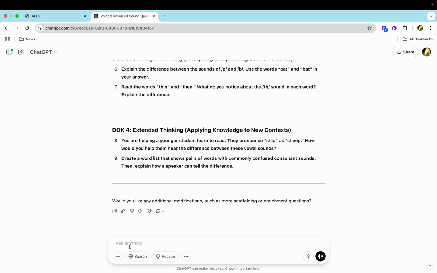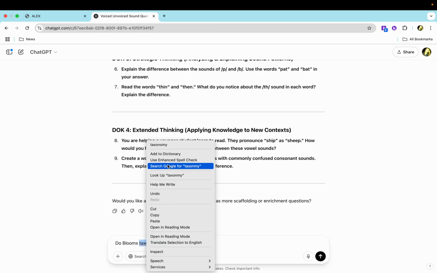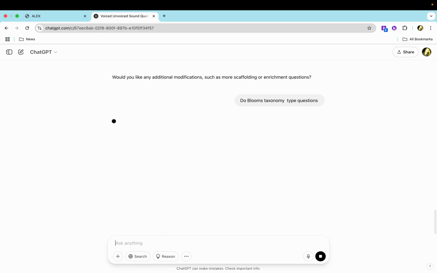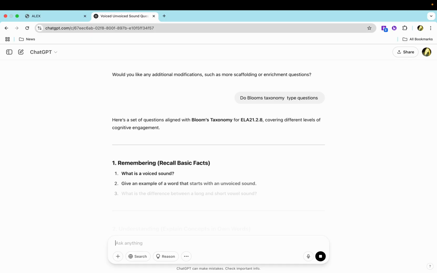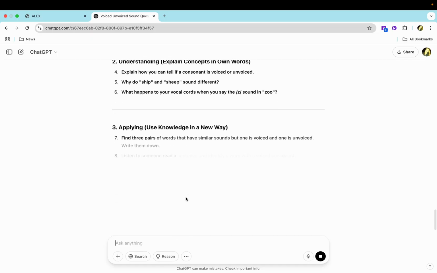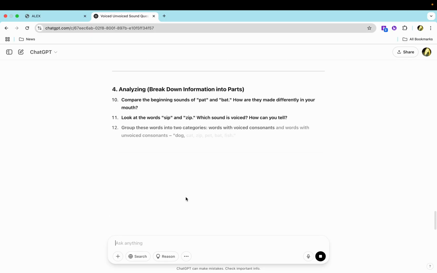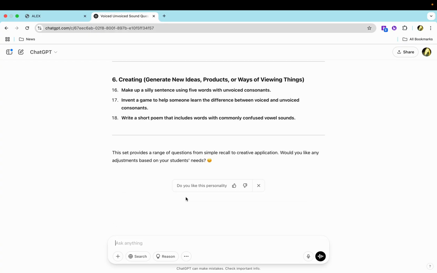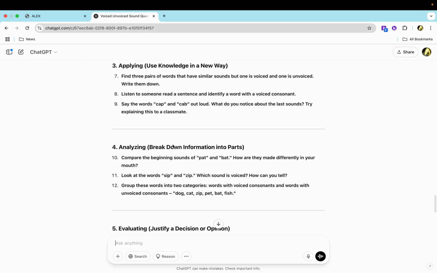And then something else that you're going to learn in the next module, but I'll go ahead and show you, is do Bloom's taxonomy. Of course, I spelled that incorrectly. Type questions. And it'll give you a set of those type questions. Gives us 18 of those, and you can read through those.